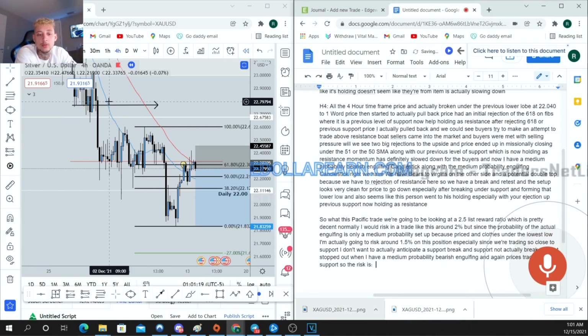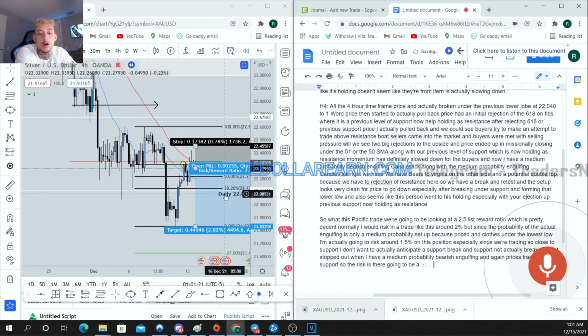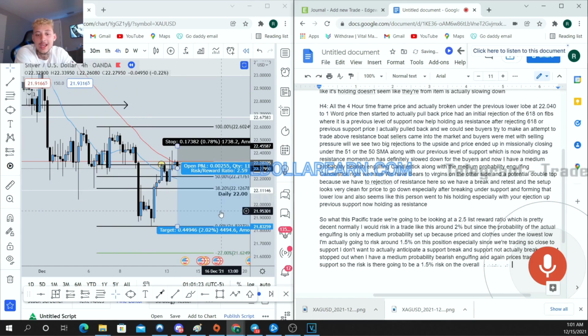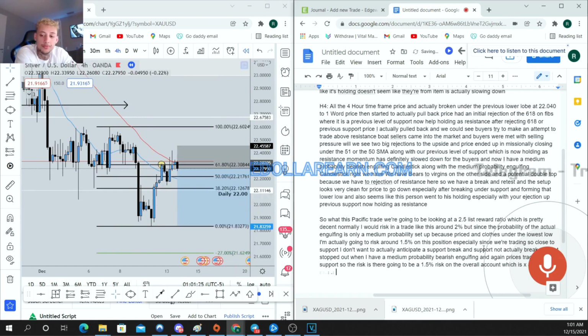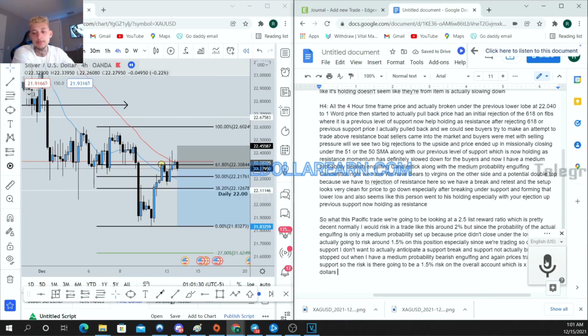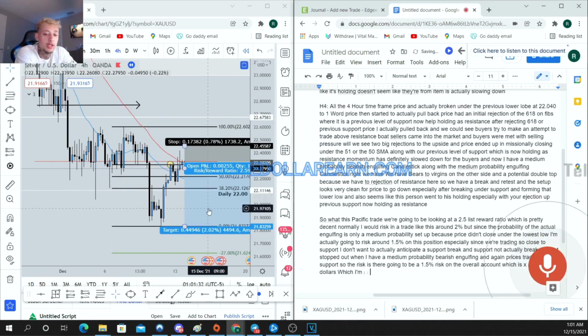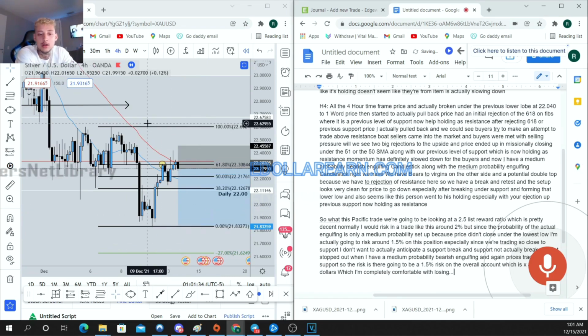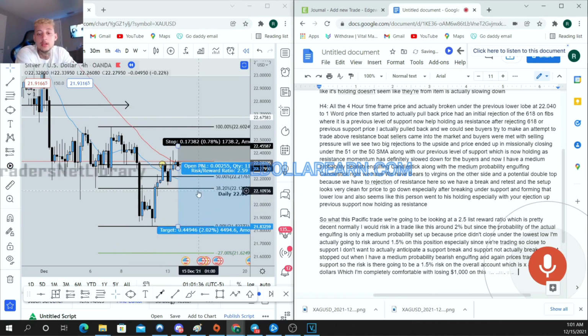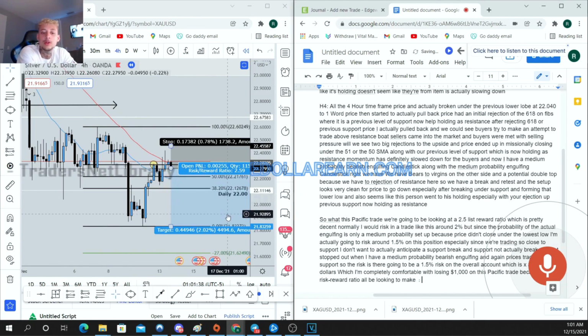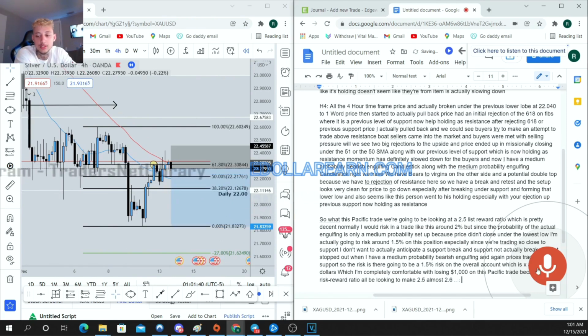So the risk is going to be a 1.5% risk on the overall account, which is X amount of dollars, and at that point in time you could just put whatever you're risking on that trade, which I'm completely comfortable with losing $1,000 on this specific trade because the risk reward ratio, I'll be looking to make 2.5, almost 2.6K on this position.